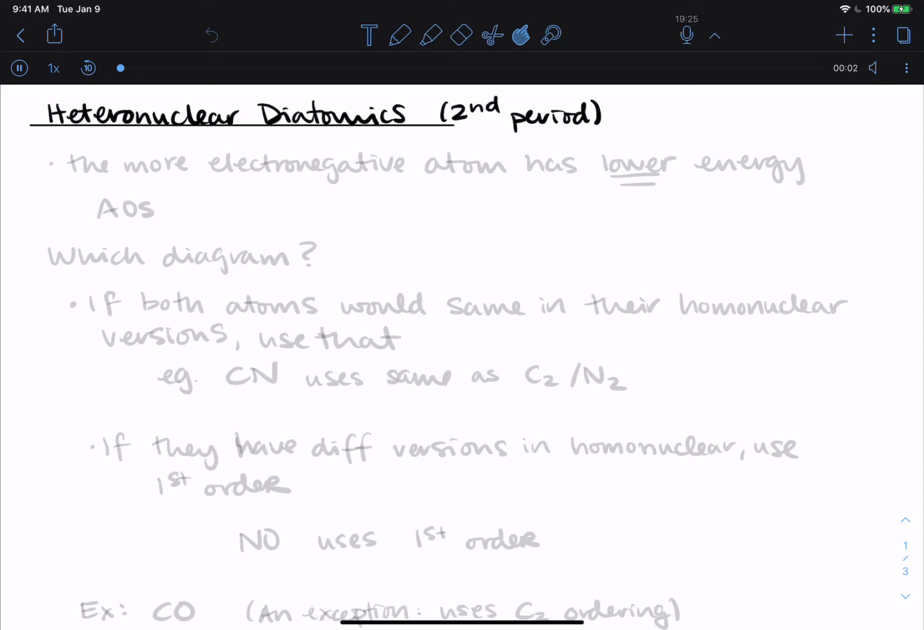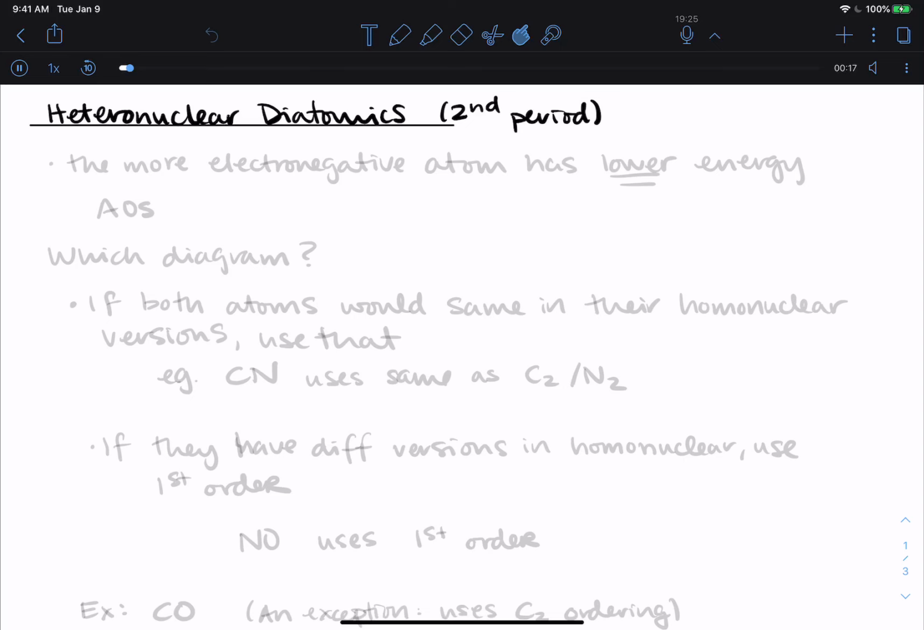In this video, we are going to look at the MO diagrams for heteronuclear diatomic molecules. So what I want to do is give you some kind of guiding principles for putting these together, and then just jump right into an example.